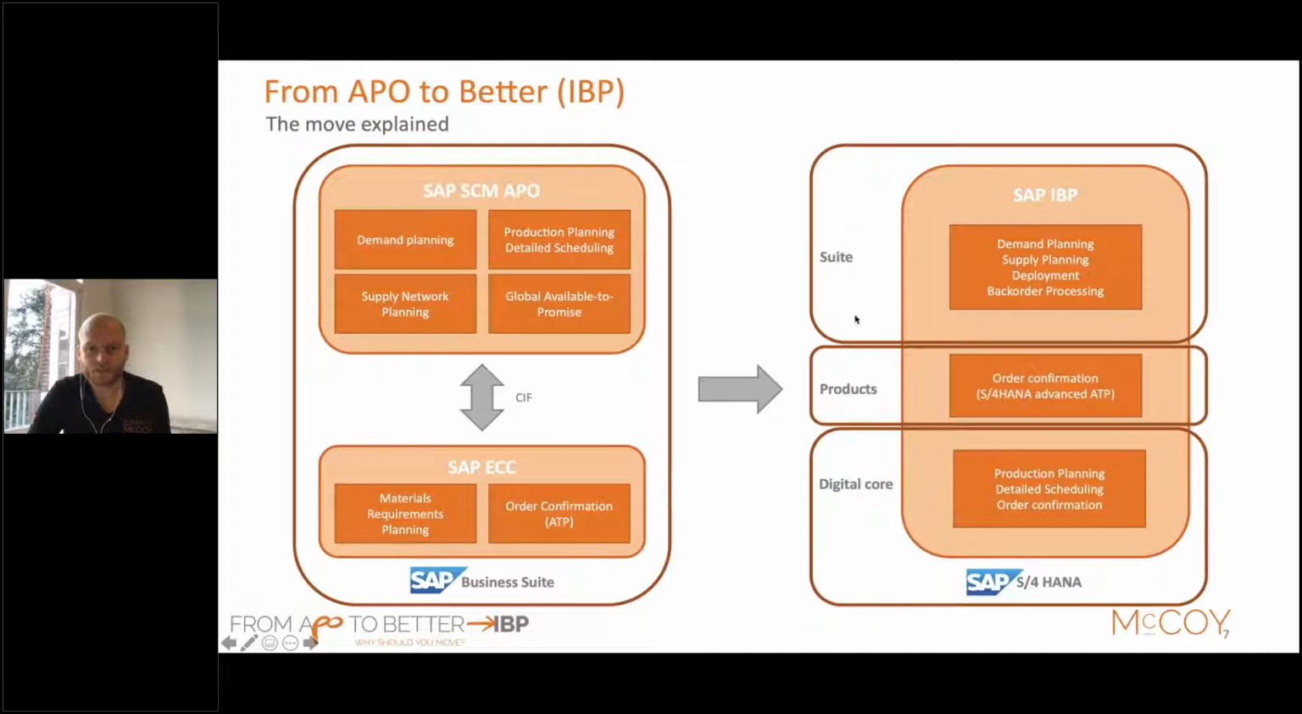IBP, in this picture called the suite, will focus more on tactical planning and will be near to operational planning through certain modules, but it will be more planning on the tactical level and trying to connect your planning with your execution. Below that, there will be the digital core, meaning your S/4HANA system. And your S/4HANA system could be advanced with products like, for example, the order confirmation.